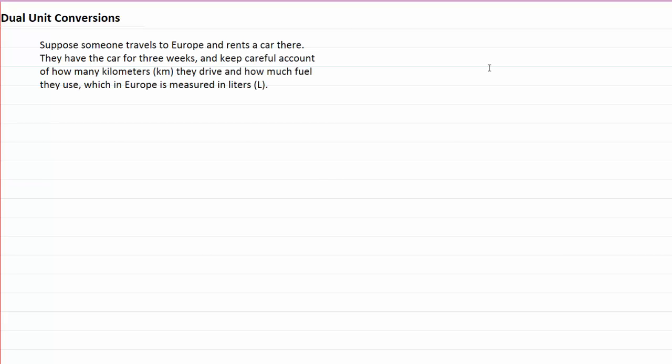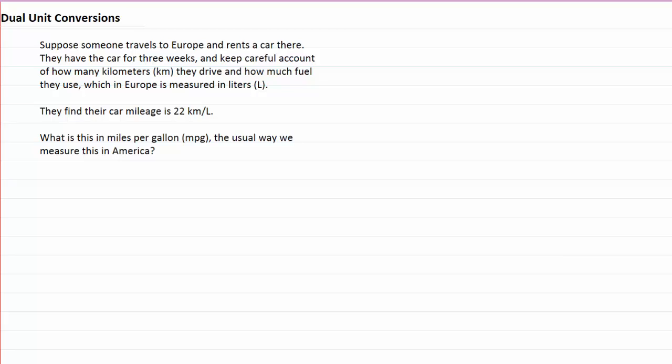Suppose someone travels to Europe and rents a car there. They have the car for 3 weeks and keep careful account of how many kilometers they drive and how much fuel they use, which in Europe is measured in liters. They find that in the European units, their car mileage is 22 kilometers per liter. So what is this in miles per gallon, which is the usual way we measure this in America?